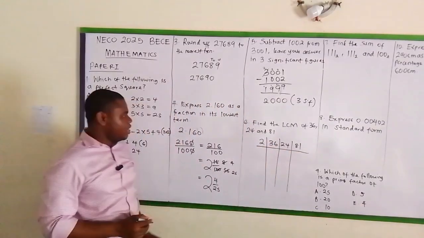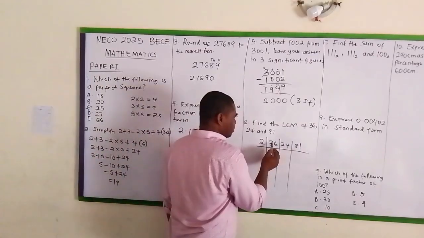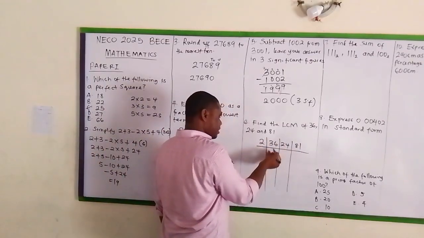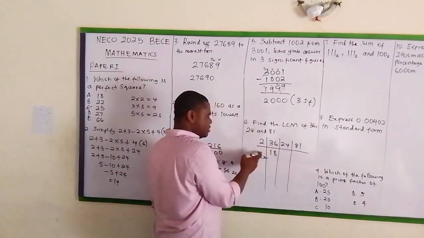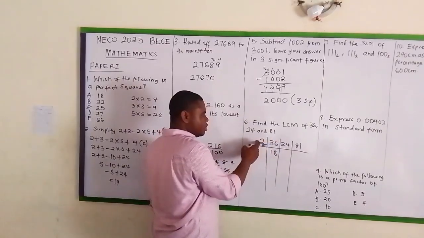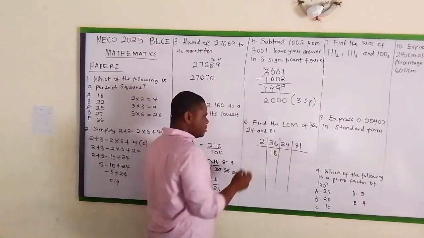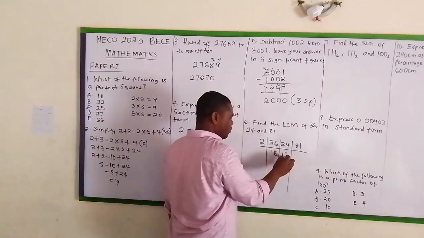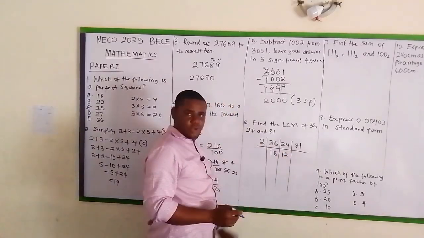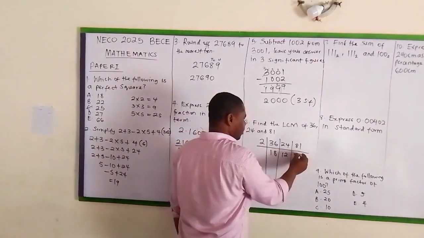Alright, in that case now 2 goes into 36 is 18. How do you get 18? 2 goes into 3, 1 remainder 1, 2 goes into 16, that is 8. 2 goes into 24, that is 12 times. 2 cannot go into 81. Alright, so bring down the 81.